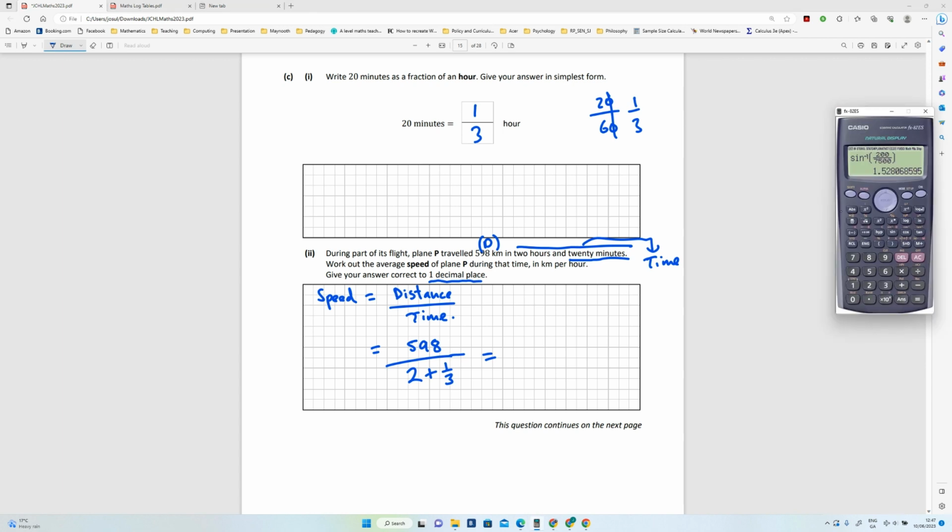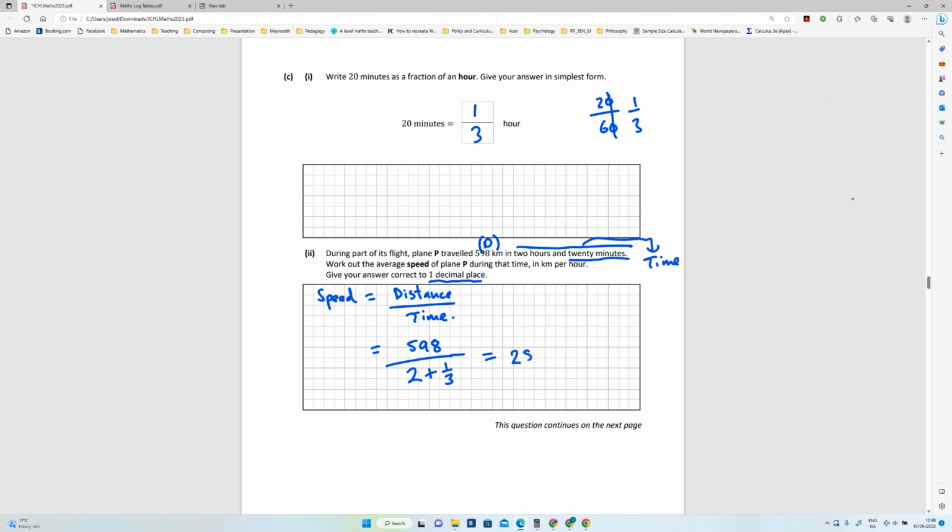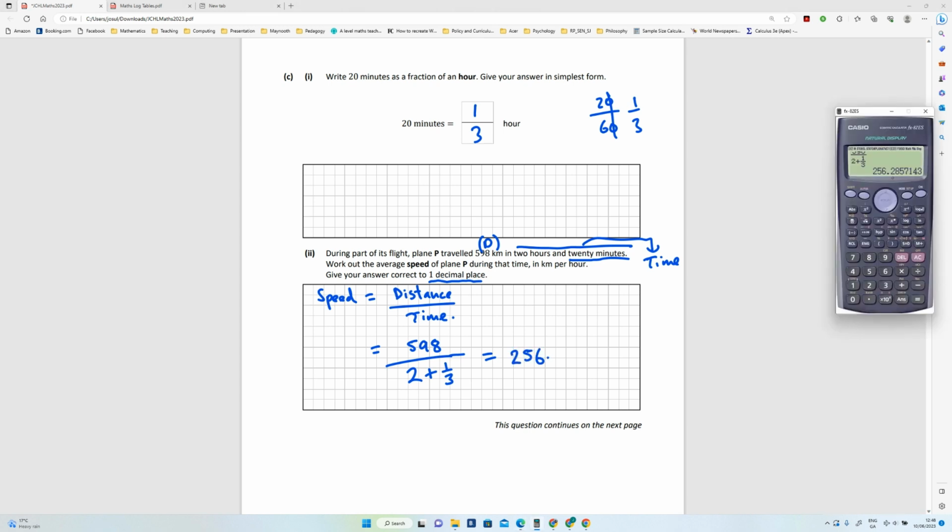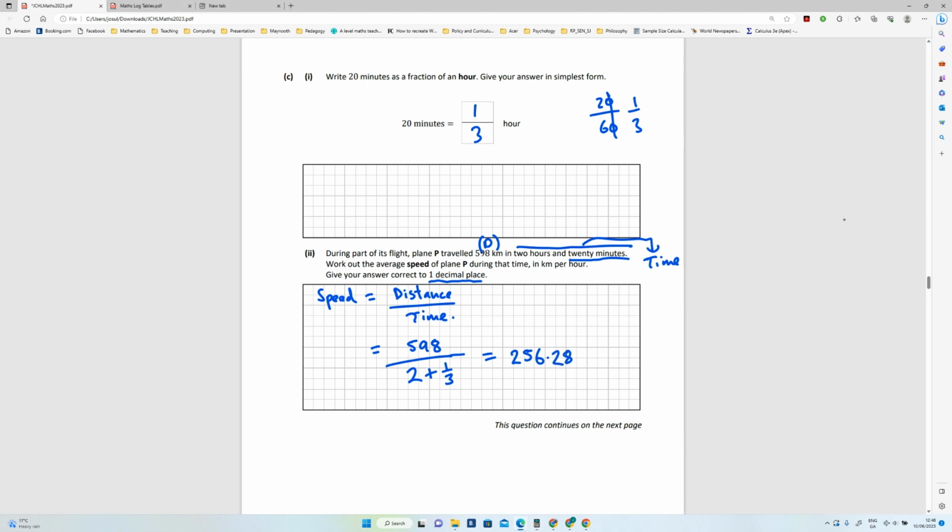Okay, I'm going to crank that directly into the calculator. So I'm going to say 598 all over 2 plus 1/3. Keep my accuracy. Okay, if I said 2.3, I'd be losing some accuracy. So now that's 256.285 to one decimal place. Okay, so I'm going to set that to be 256.3.